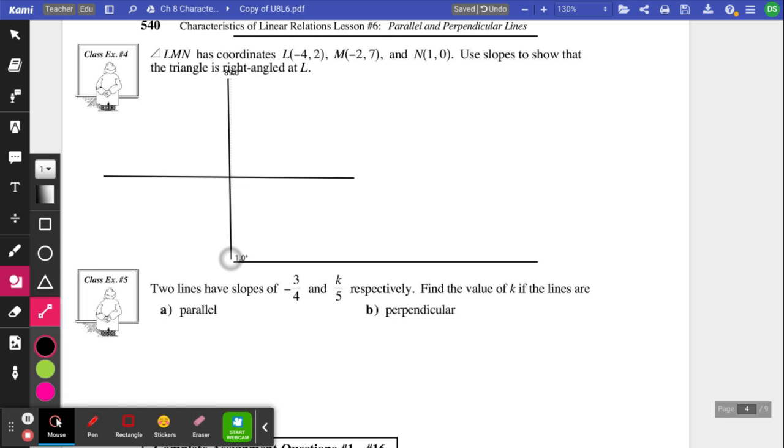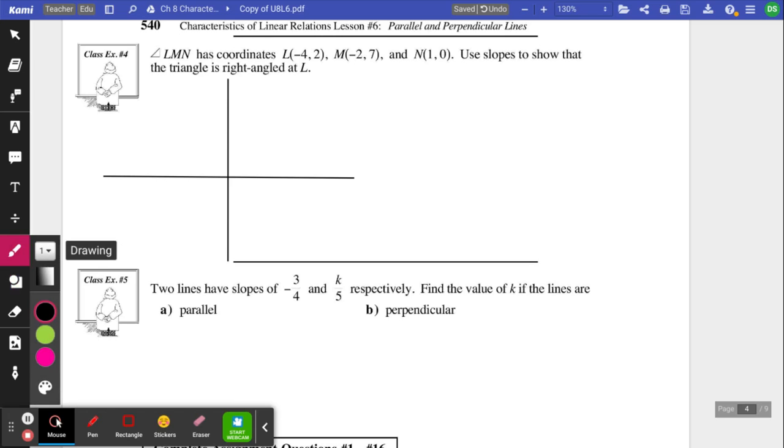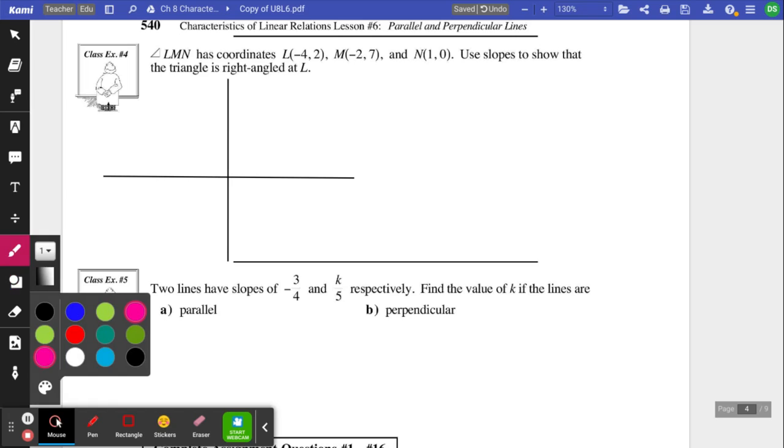Magic. It even tells me like when I'm 0 degrees off center. Okay, and then I need to plot my point L. So we're just gonna roughly do this. -4, 2. Okay, ready? Yeah. -4, 2. I think I'll just do it. Right there. This is L. M is -2 and 7. And N is 1, 0. Okay, draw your triangle.